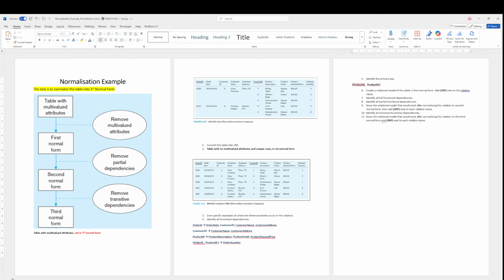Next, we need to create the relational model of the table in the first normal form. We already did the first normal form as a table, but now I want to do the relation. As we mentioned, a relation is when you map all these relations. So I need to move to the Draw app.